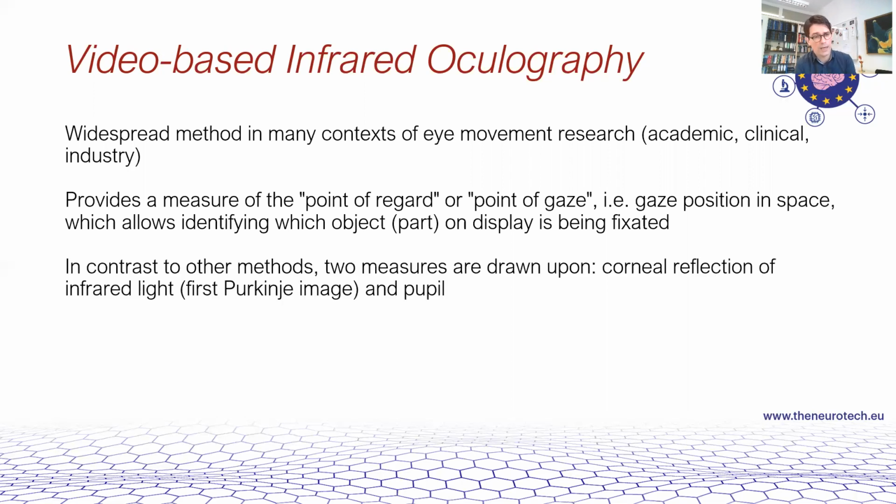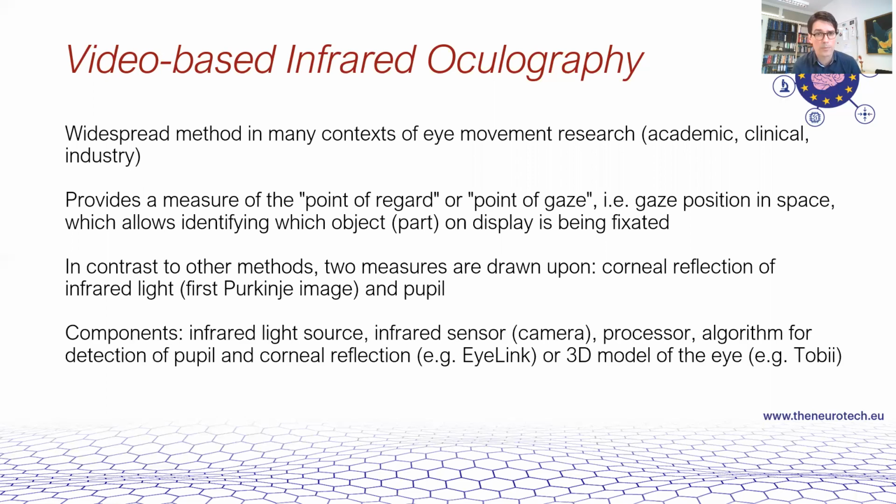In contrast to other methods, 2 measures are drawn upon here. First, the corneal reflection of infrared light, that is the first reflection of light from the outer surface of the cornea, the first Purkinje image, and the pupil. And these 2 signals are combined to yield gaze position.